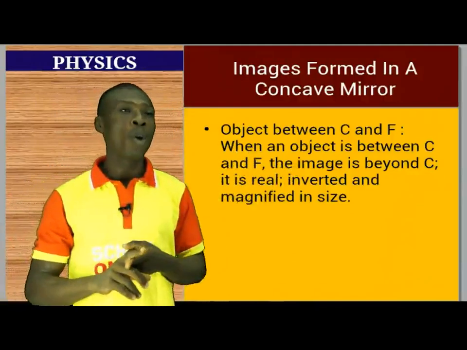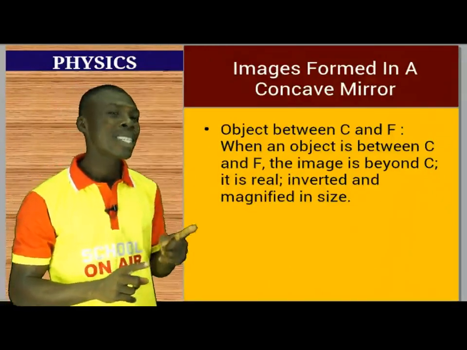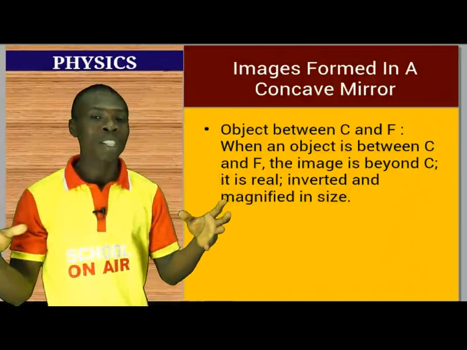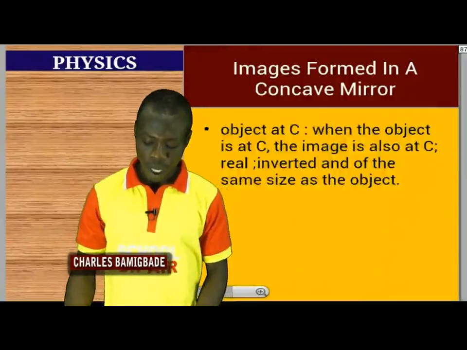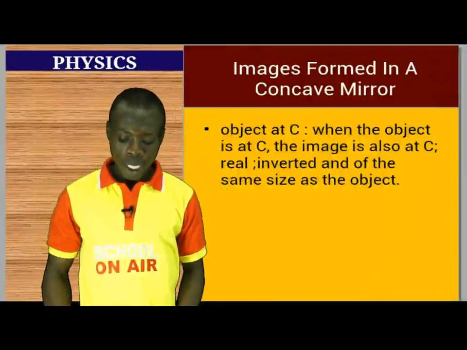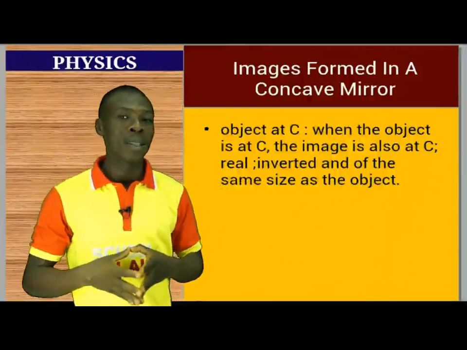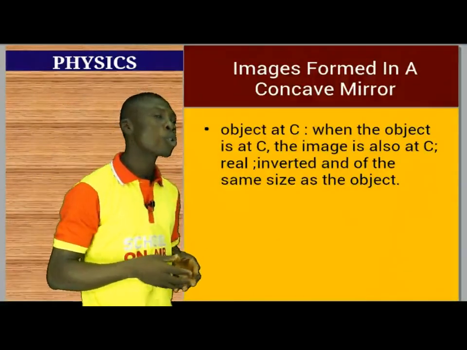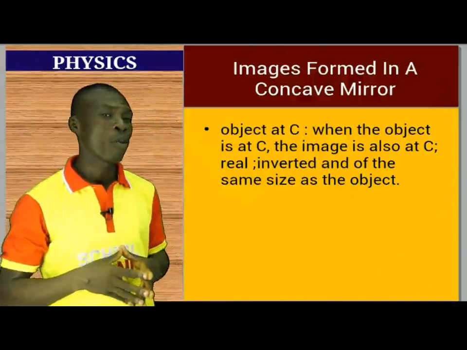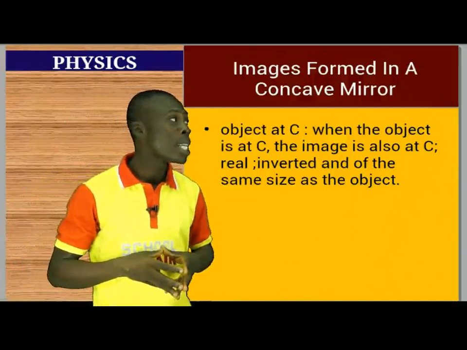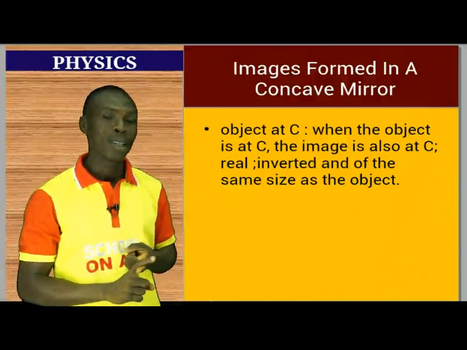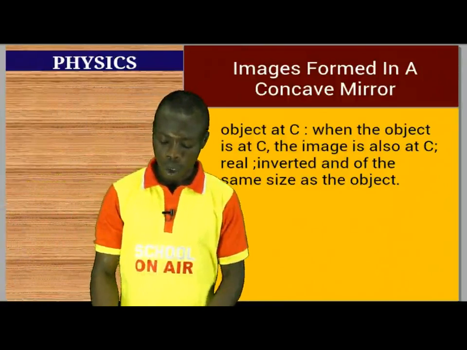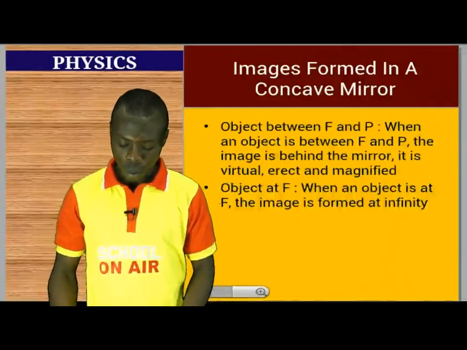Of course, again, the image is always real, inverted, but in this case, magnified. So instead of having it diminished, the image is enlarged. The image is magnified. And then when we have an object placed at C, that is the center of curvature, the image is also formed at that center of curvature. The only thing we have there is that the image will be inverted, same size as the object, real. Okay, so just take note of all these properties.